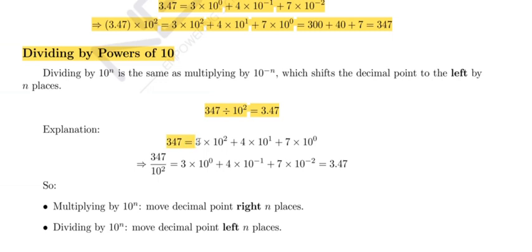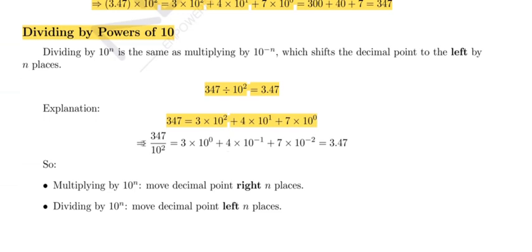347 equals 3 times 10 squared, plus 4 times 10 to the first power, plus 7 times 10 to the 0 power. Dividing everything by 100 gives 3 times 10 to the power 2 minus 2, which is 10 to the 0 power, giving 3, 4 times 10 to the power 1 minus 2, which is 10 to the negative first power, giving 0.4, 7 times 10 to the power 0 minus 2, which is 10 to the negative second power, giving 0.07. 3 plus 0.4 plus 0.07 equals 3.47. So dividing by 100 moves the decimal point 2 places to the left.